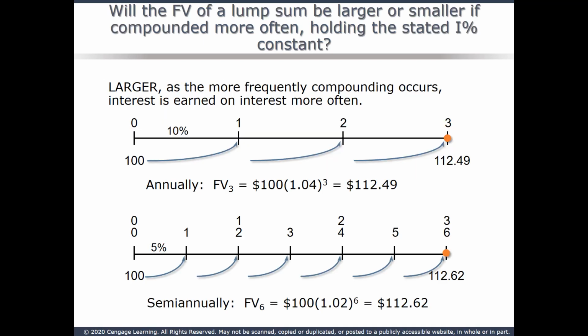Let's talk a bit about interest rates, how they're quoted and used in TVM calculations, and the impact of compounding period. The question here is, will the future value of a lump sum be larger or smaller if compounded more often, holding the stated interest rate constant? This is meant to address the power of compounding. The more frequently interest is compounded, the higher the future value.